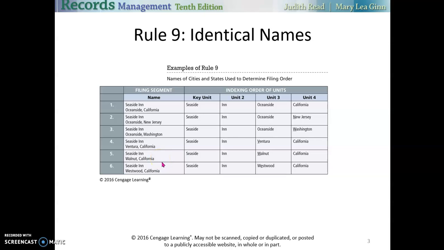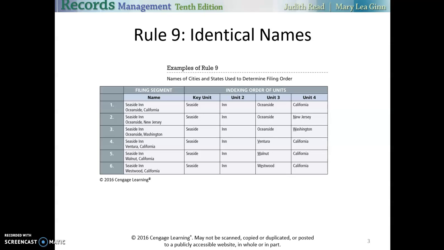Here we have a place called Seaside Inn, and notice they were all seaside inns, but we first look to the city. So the key unit is going to be seaside for all of them. The second unit is going to be inn for all of them. But then we go to the third unit, which would be the city. So the first three, the city is Oceanside. And then the last three are a little different. We have one in Ventura, one in Walnut, and one in Westwood.